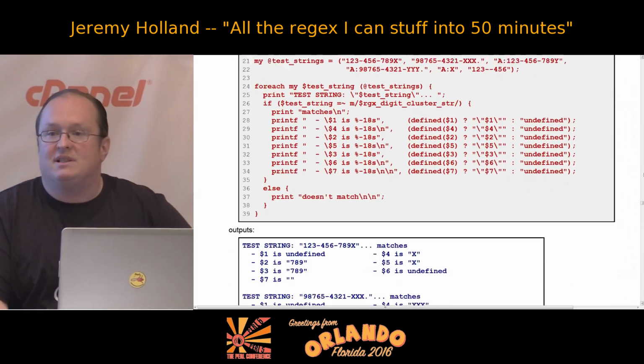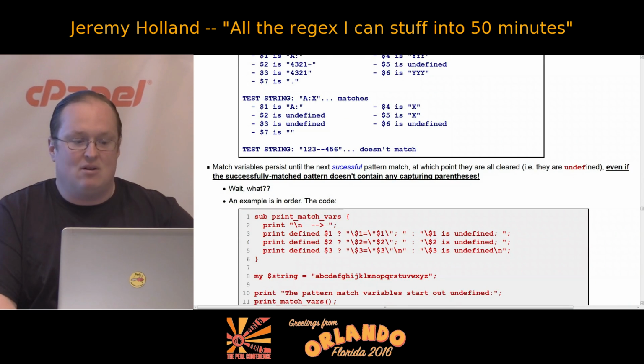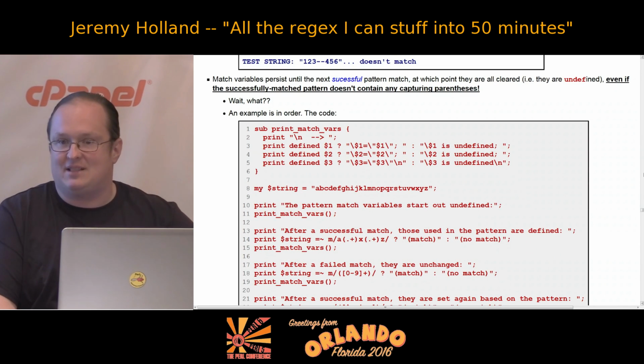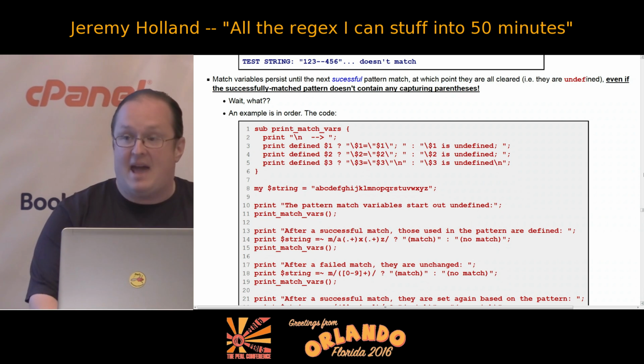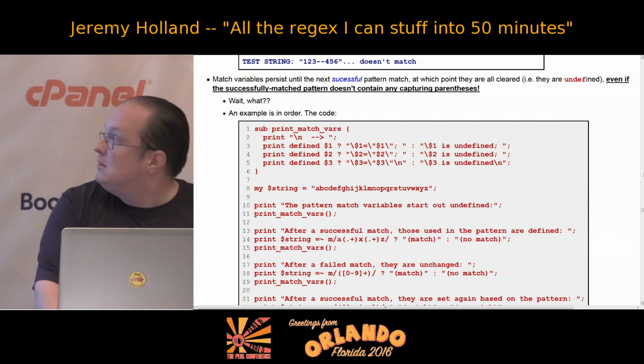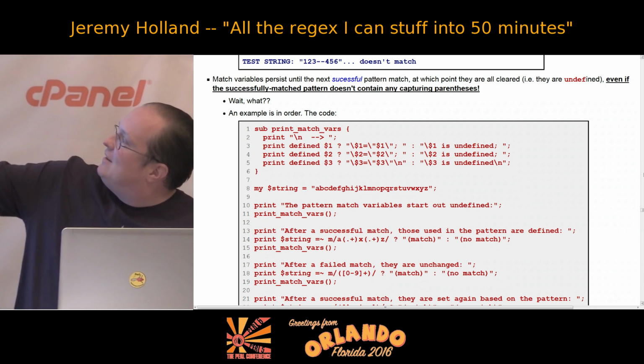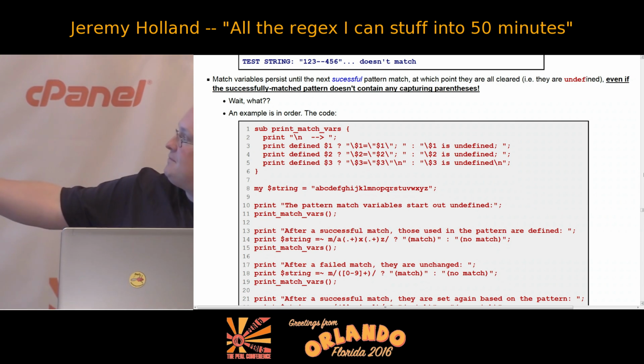An important note is that these match variables persist only until the next successful pattern match, which you might not even realize is happening if you call a subroutine that happens to do some pattern matching. And it happens even if the pattern successfully matched doesn't do any capture. What? So here's an example.